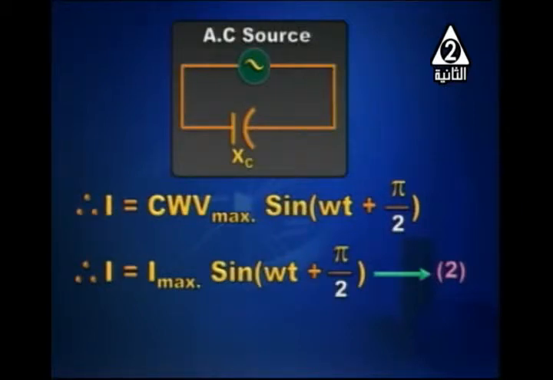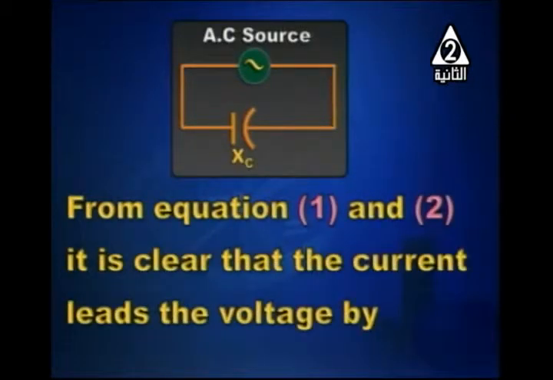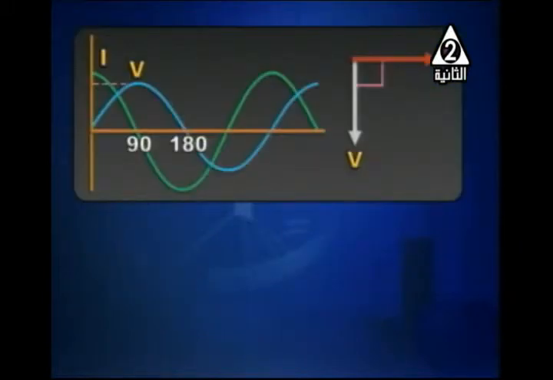From the two equations, equation number 1 and 2, we obtain something. It is quite clear that the current leads the voltage by 90 degrees.